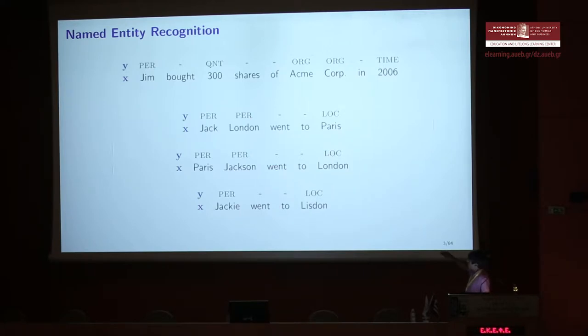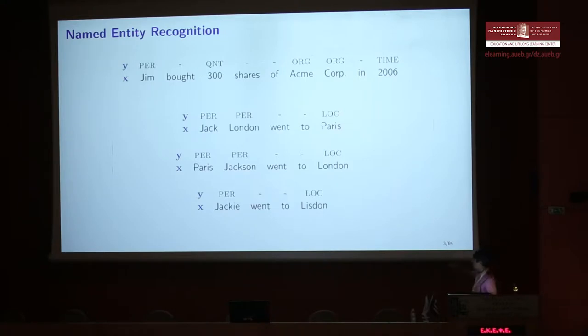But if we predict these two labels together, we will also be enforcing that if London follows a person name, it is likely to be a person name too. Here's the opposite side: any word in a certain context can change its role. And then we would also like to generalize.